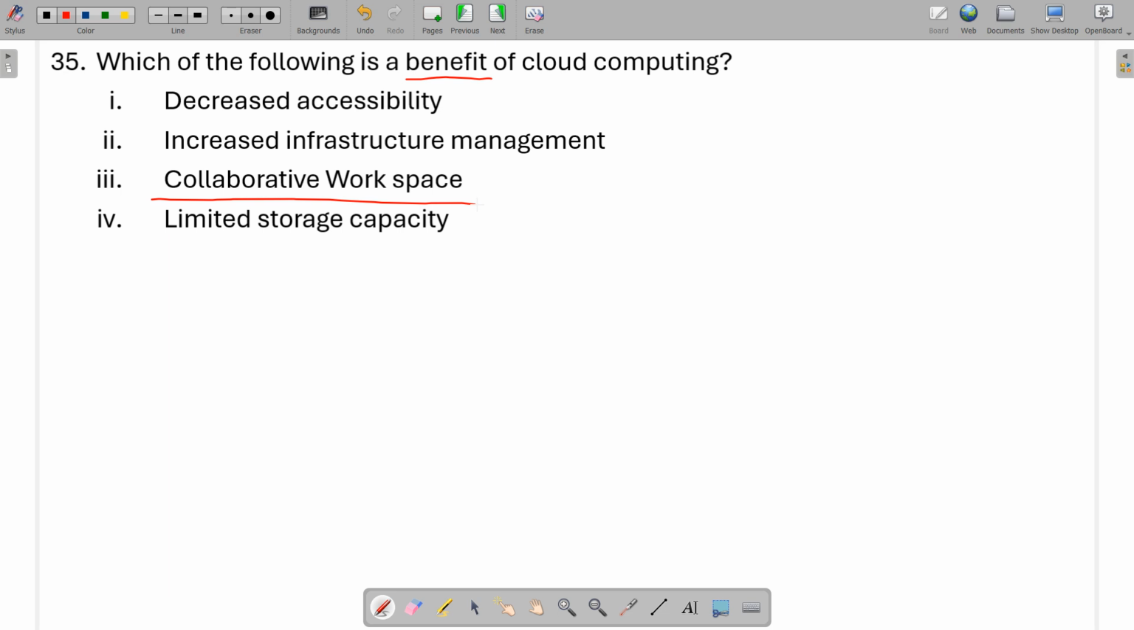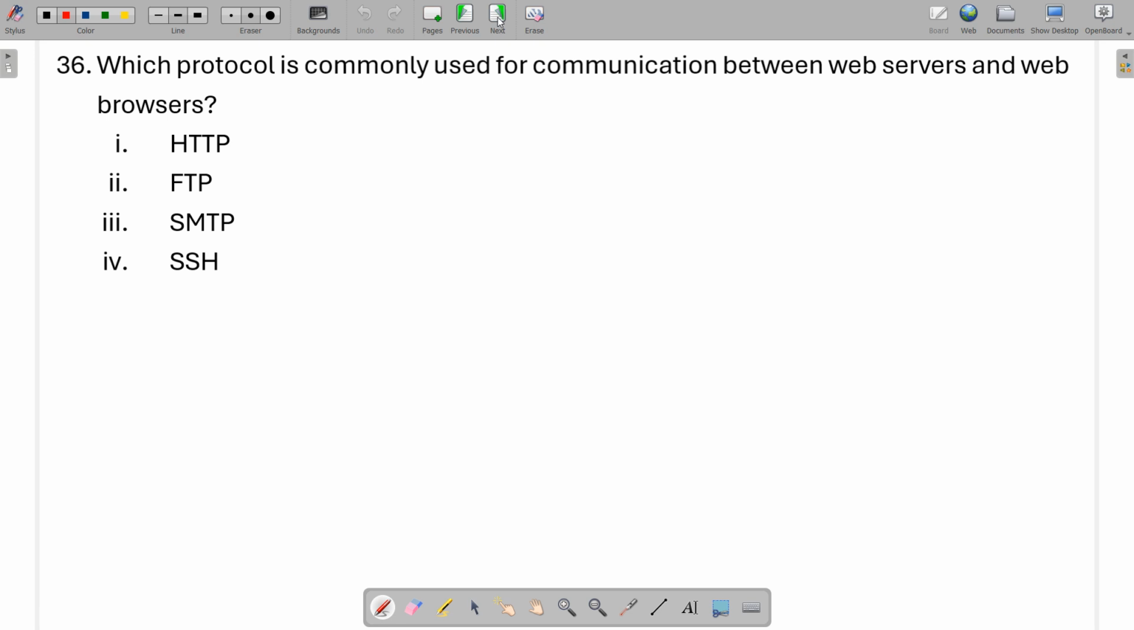So the benefit, if you're talking about the benefit, the answer is given in the third answer, collaborative workspace. So 36, which protocol is commonly used for communication between web servers and web browsers? Which is a very direct one. So web servers and web browsers, they are communicating hypertext documents. So to manage the hypertext communication, we need hypertext transfer protocol. So HTTP is the protocol which manages the communication between web server and the web browsers.